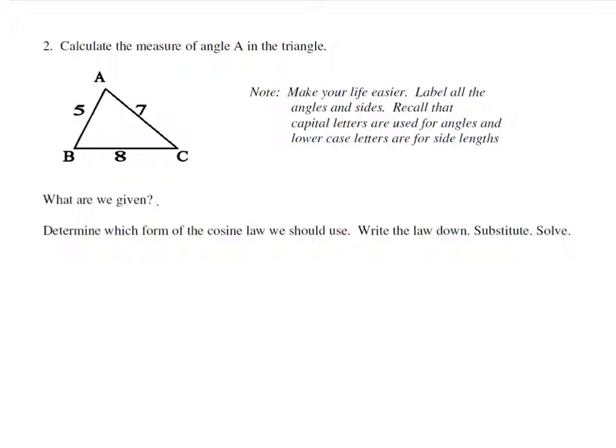Let's look at the next example. Calculate the measure of angle A in the triangle. So what do we have? We have this side, and this side. Little a, little b, and little c. So what are we given? We're given three sides. S, S, S. Okay? Which form of the cosine law should we use?